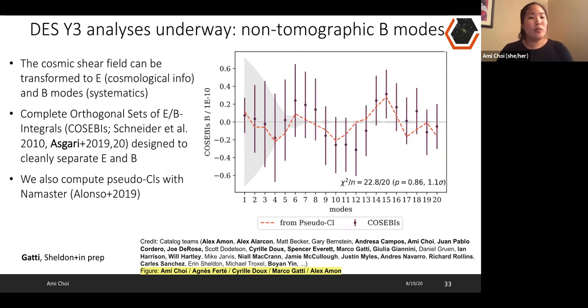There's one additional B mode estimator that we used using pseudo-Cls. These were computed with a public software called NaMaster, described in Alonso et al. 2019. And then we converted these pseudo-Cls to COSEBIs space. And that's plotted as this dashed line here. And so you can see, at least qualitatively, the two different B mode estimators agree fairly well, and they both seem to be consistent with zero B modes. So this is great news for our shape catalog.